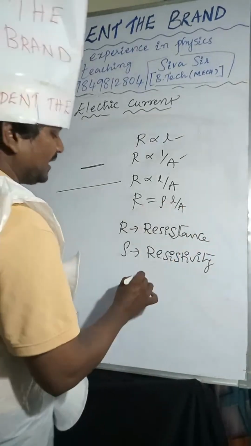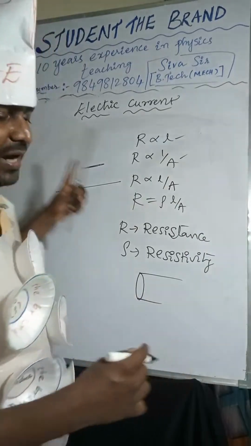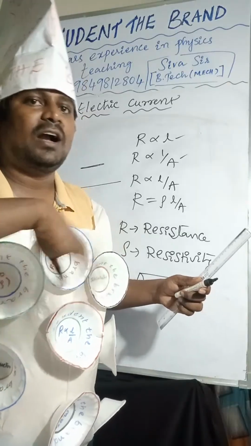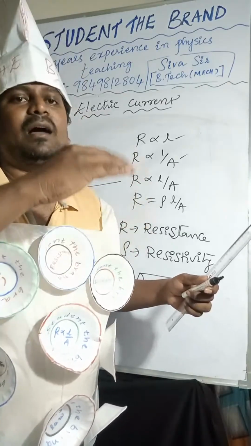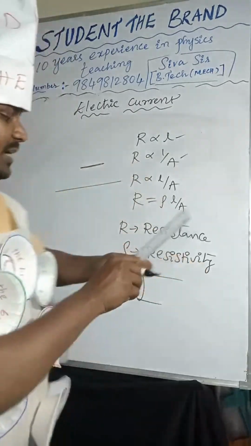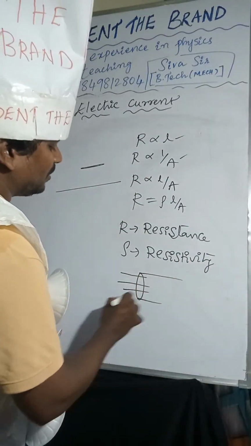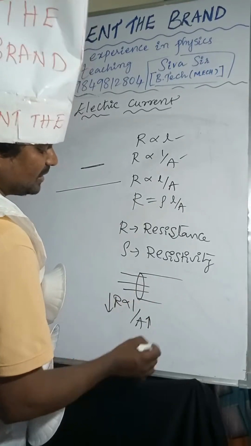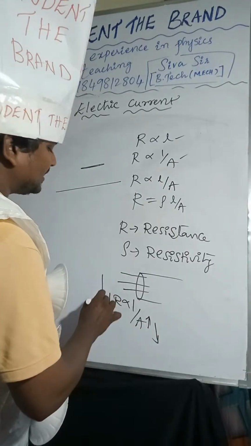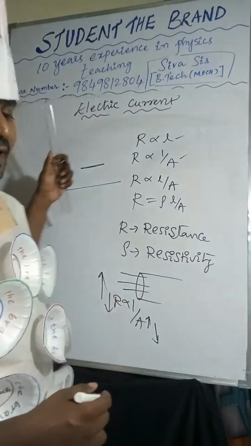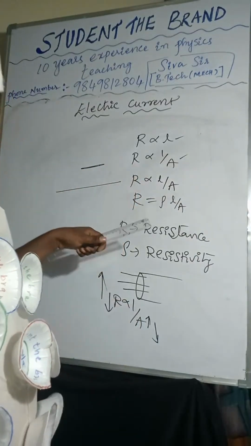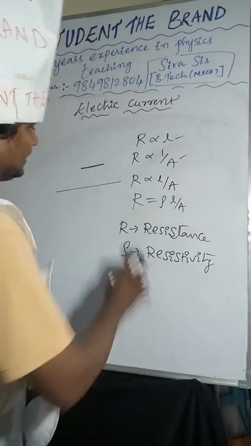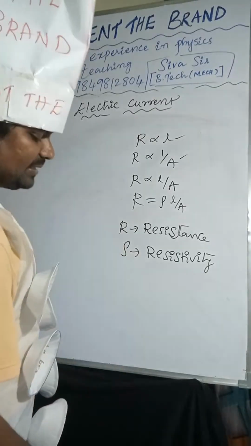Also, the area of the cross section. The best example is your water pipe. If you press it, water will go with a high speed. If you leave it, more water will go. Here also, if the area of the cross section is more, resistance will be less. If the area of the cross section is less, resistance will be more. That is nothing but inversely proportional. One increases, another decreases.